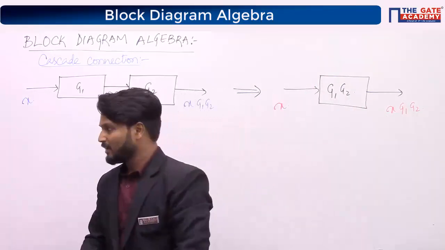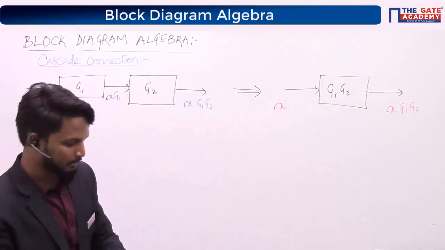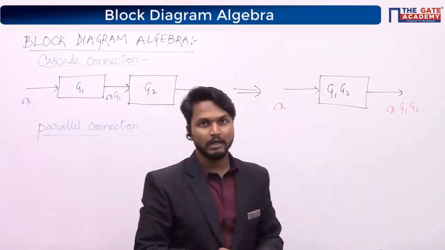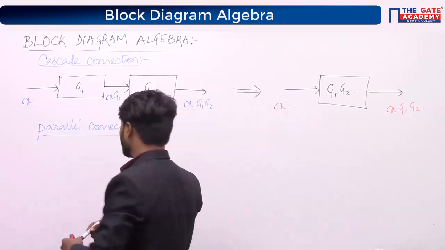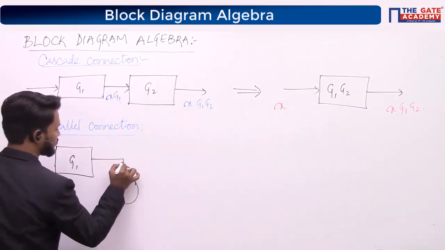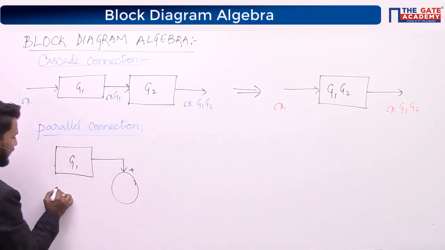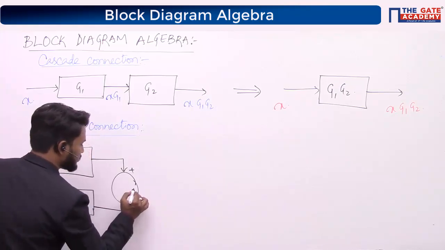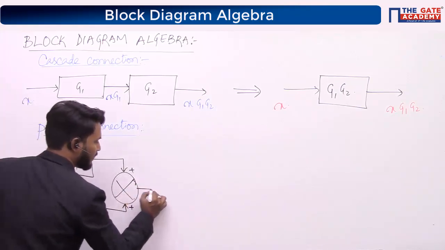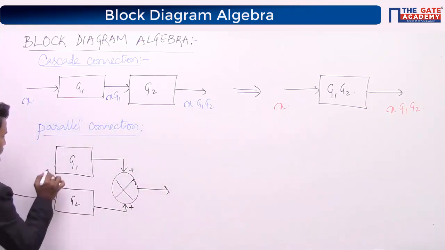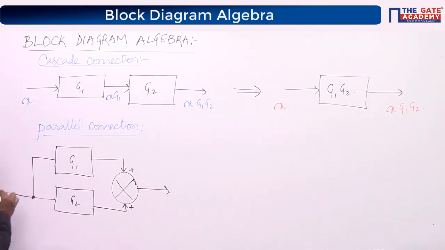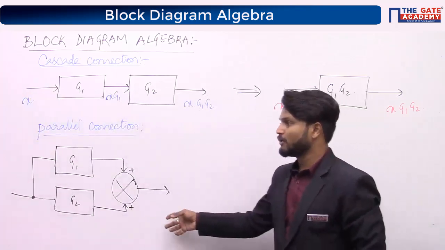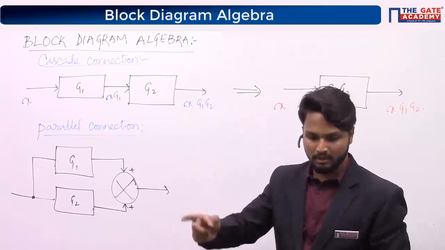In the same way, let us say you have two blocks connected in parallel. The next connection is parallel connection. Parallel connection means the outputs of the two blocks, G1 and G2, get added at some place. The output is common, and the input is also common. So how will you obtain the overall transfer function for this? How will you simplify this into a single block?